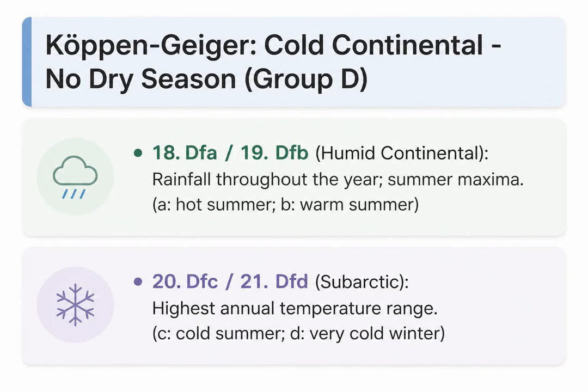Moving to the cold continental climates with no dry season, Dfa and Dfb are humid continental climates that receive rainfall throughout the year, peaking in summer. Dfc and Dfd represent the subarctic climates, which are notable for having the highest annual temperature ranges on the planet.